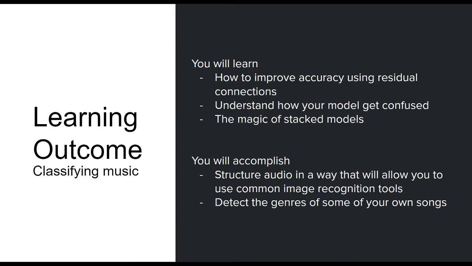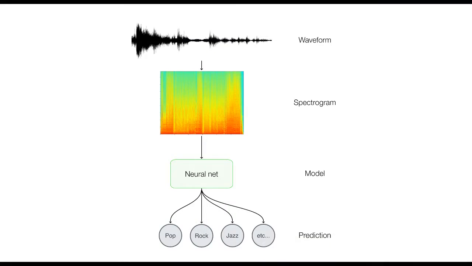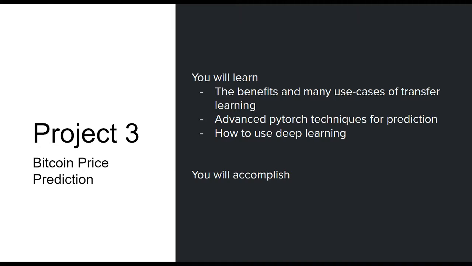So finally, this is the learning outcome. You'll accomplish the structuring of audio in a way that allows you to use common image recognition tools to further predict the genres of some of your very own songs, the same way that Spotify does it. This is an example of what that kind of architecture would look like.